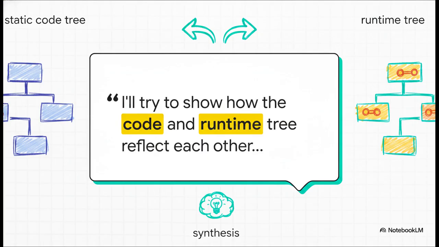tree reflect each other so a developer can easily jump back and forth between the two types of expressions." That right there is the exact moment of the synthesis. Smith realized that if you build a system where the static code tree and the active runtime tree act as a literal mirror to one another, you achieve true philosophical reconciliation.